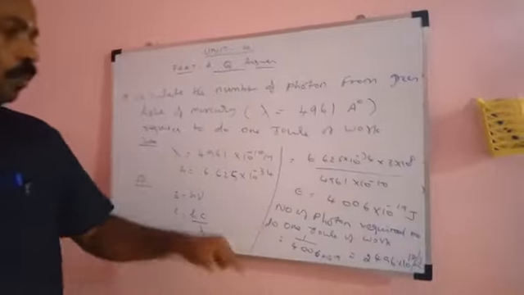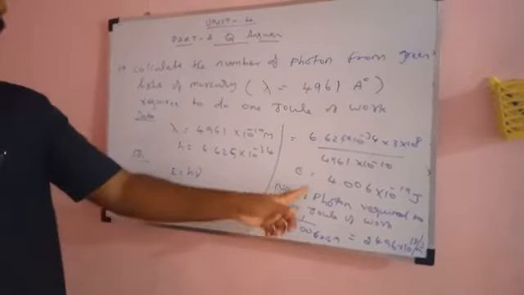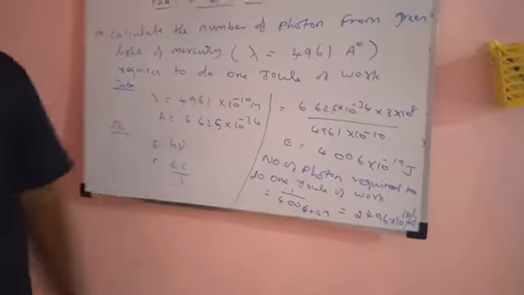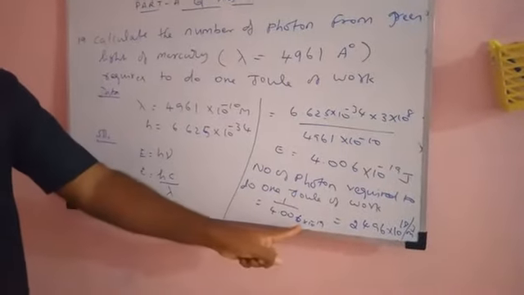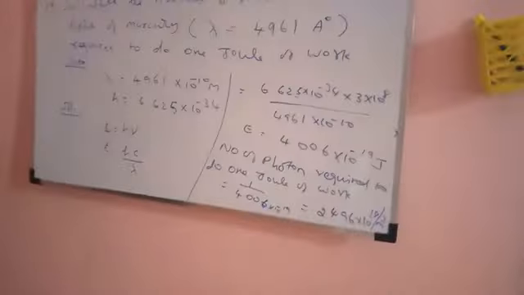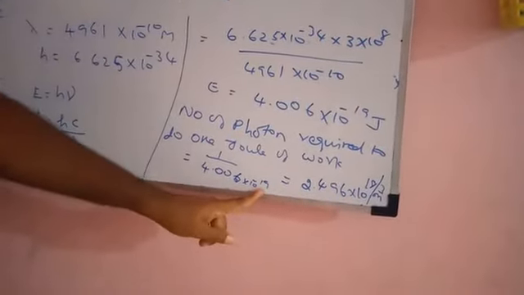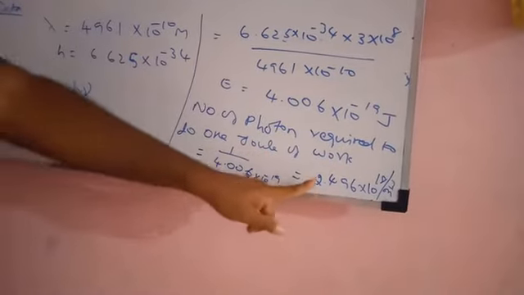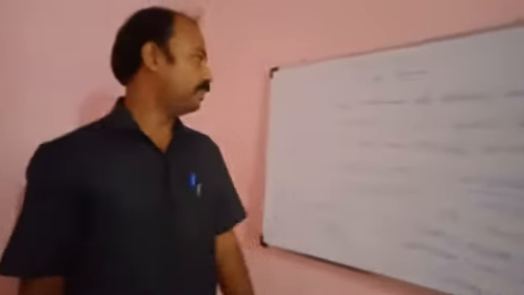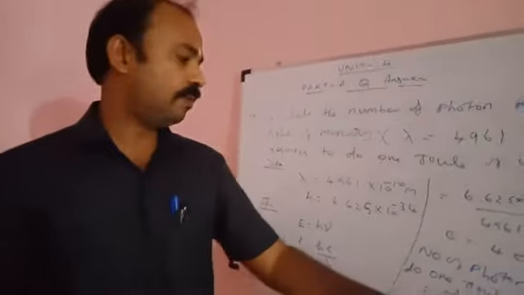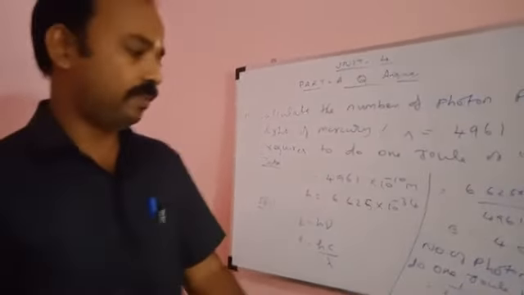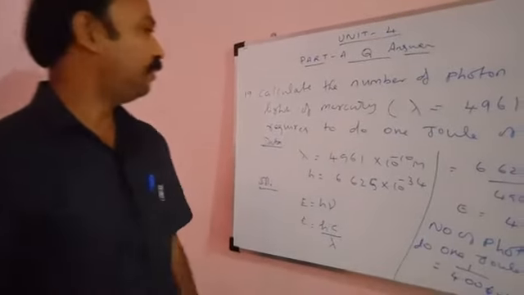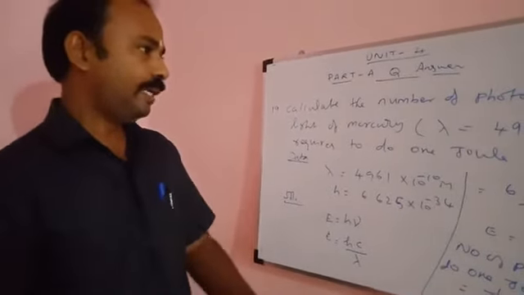The number of photons required to do 1 joule of work is very easy. Just divide 1 by that particular energy, the reciprocal of the energy, which gives the number of photons required to do 1 joule of work. That is 1 by this, 4.006 into 10 power minus 19, and the value is 2.496 into 10 power 18. This minus 19 will come to the numerator, so it is automatically plus. So the result is 2.496 into 10 power 18 per meter cube. It means per unit volume. This is the number of photons. The number of photons required is just the reciprocal, 1 by 4.006 into 10 power minus 19. That's all. Now we go to another problem, more or less the same method, but a slightly different question.